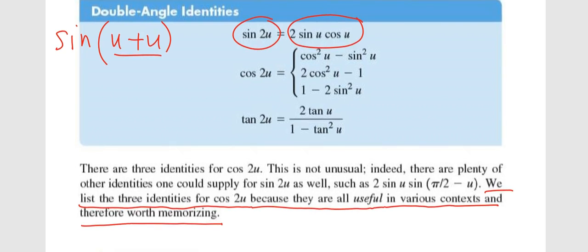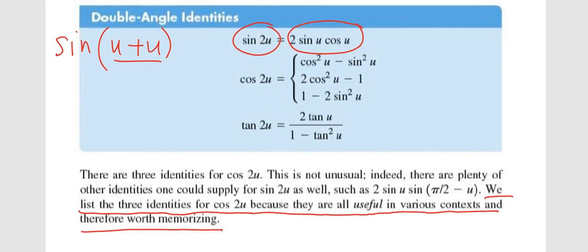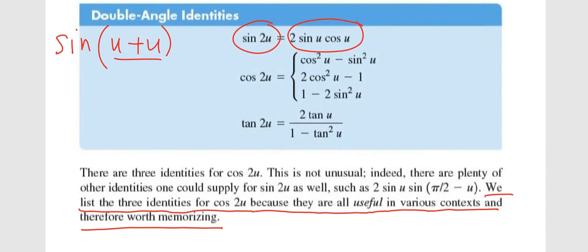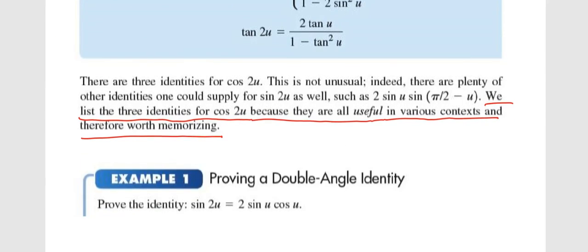So it's not too hard to figure out what to use for sine 2u. It's not too hard to figure out what to use for tangent 2u. Cosine 2u, you've got to think a little bit. Sometimes there's a little bit of trial and error. You put the wrong one in and you make more work for yourself, and so you have to go back to the drawing board.